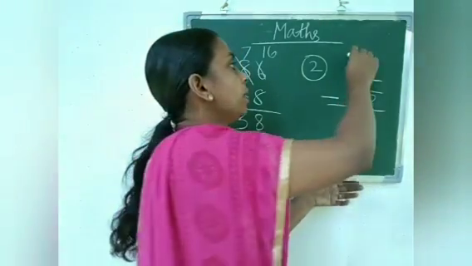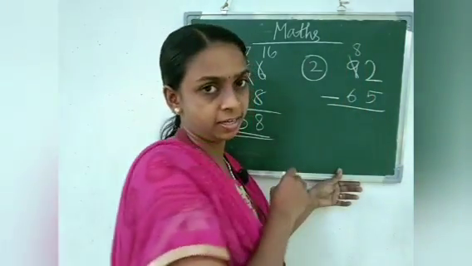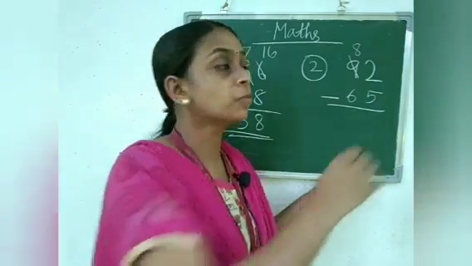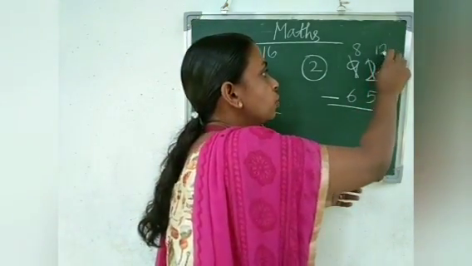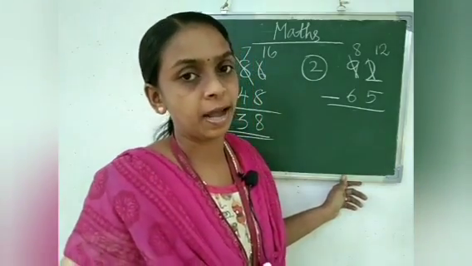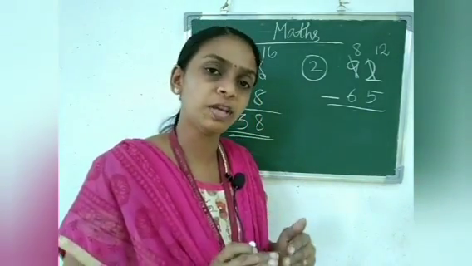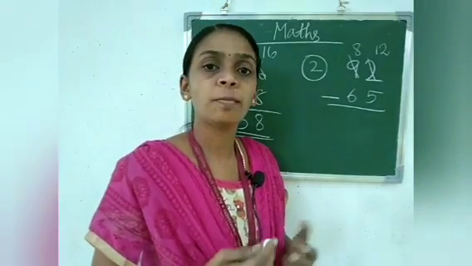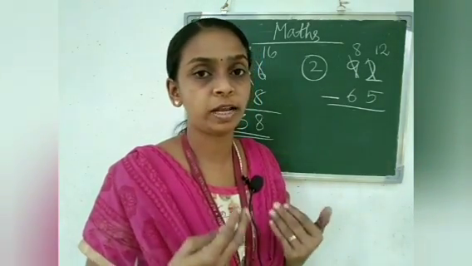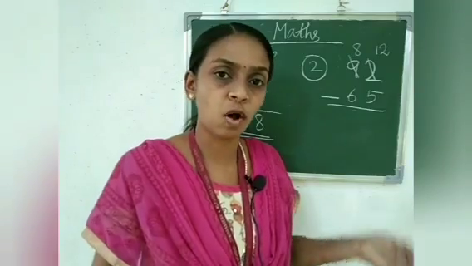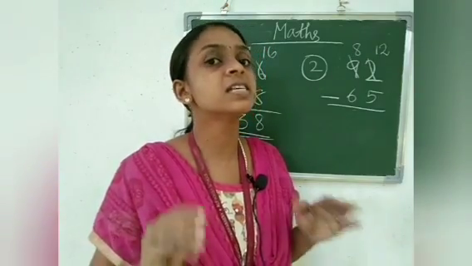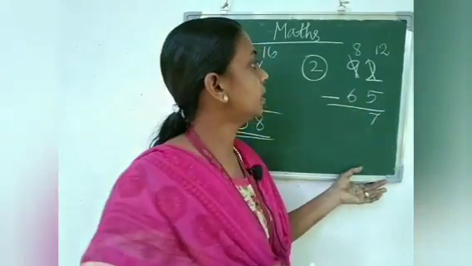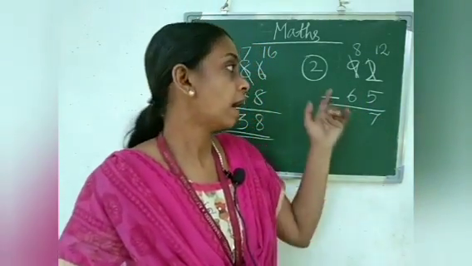Then 9 will become 8, and 2 will become 12. Now we are able to subtract 5 from 12. What is 12 minus 5? Tell me, all of you. 12 minus 5 is 7. And next, in the tens place the numbers are 8 and 6.